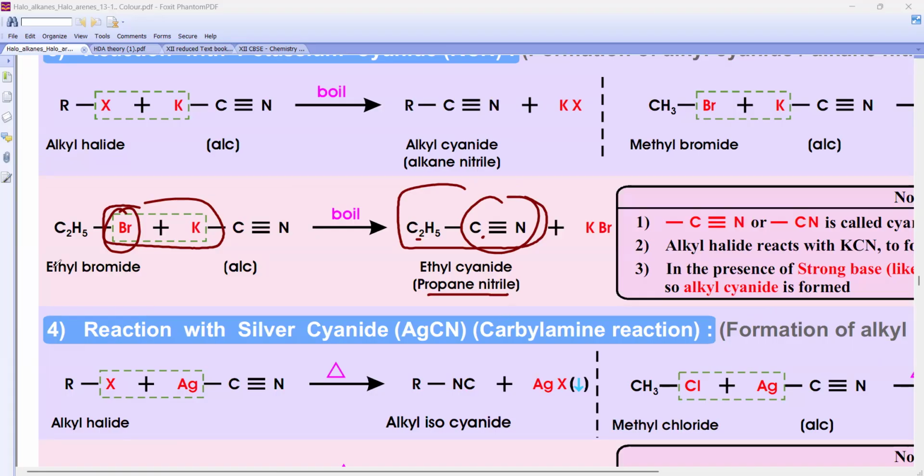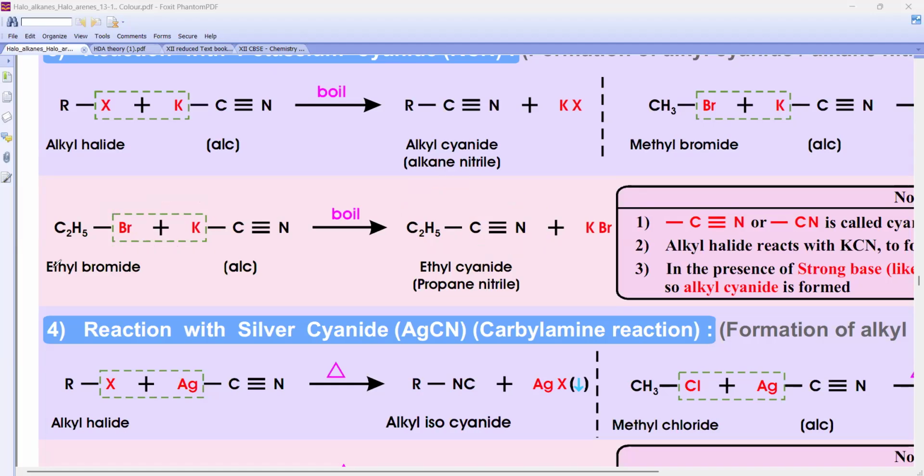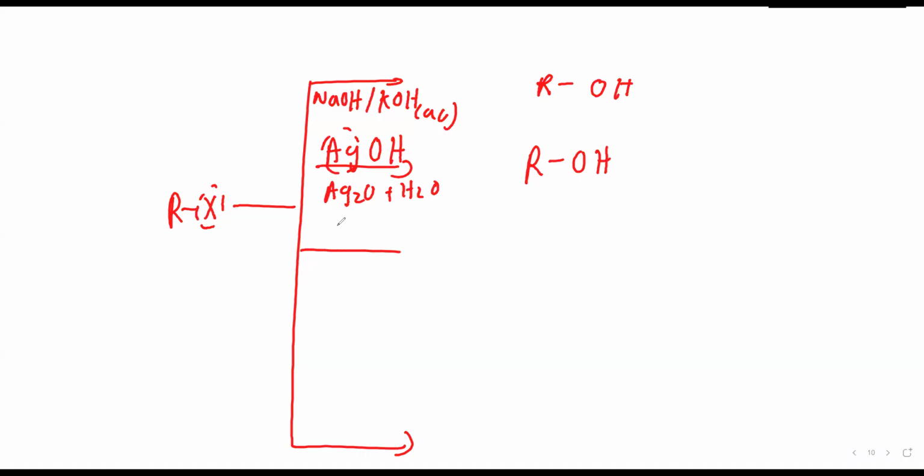So now if you go to our flowchart, what update will we do in our flowchart? RX plus KCN, so what do you get? RCN. Acha, who was the nucleophile? The halogen is replaced by the strong nucleophile cyanide. In the previous case, who was the nucleophile? OH. In this, who is the nucleophile?